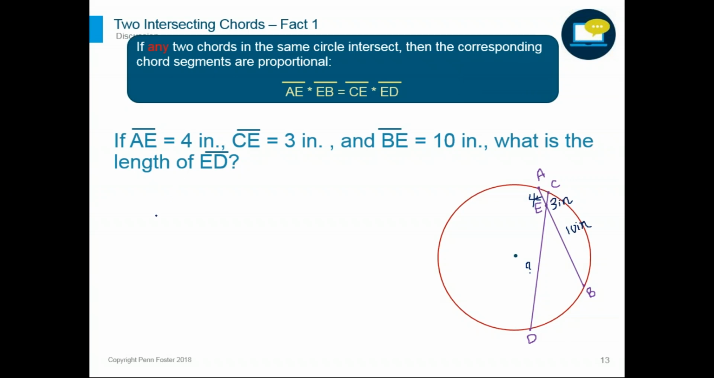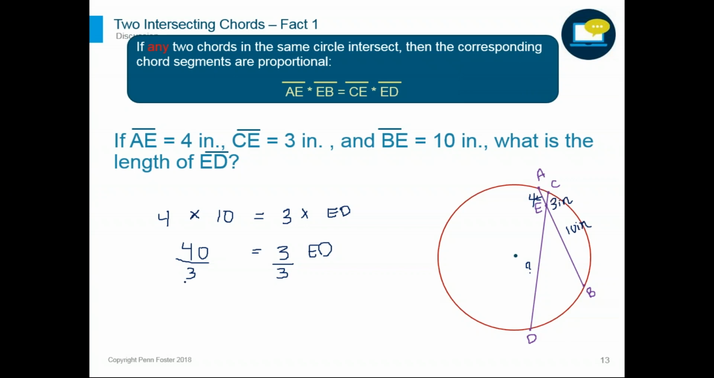So AE is 4, times EB is given as 10, should equal CE, which is given as 3, times the unknown segment, which is ED. Let's rewrite the equation. 4 times 10 is 40, equals 3 ED. The only variable we have in this equation is ED. Using basic equation solving methods, we divide both sides by 3 to isolate the variable ED.